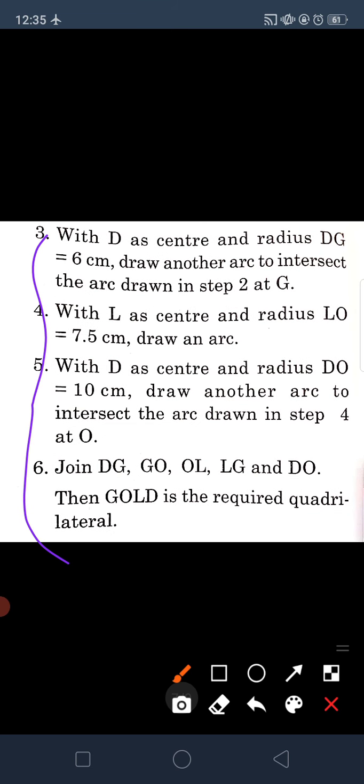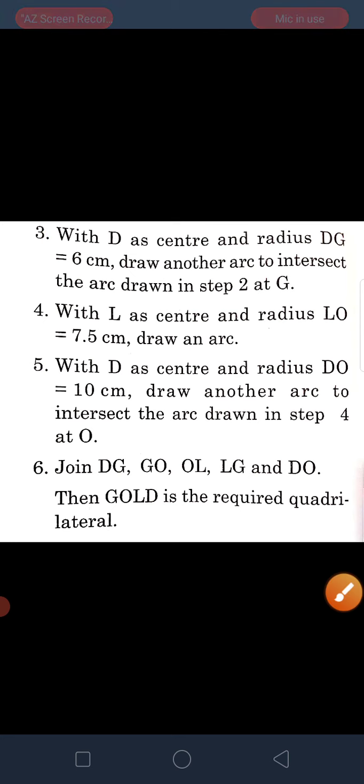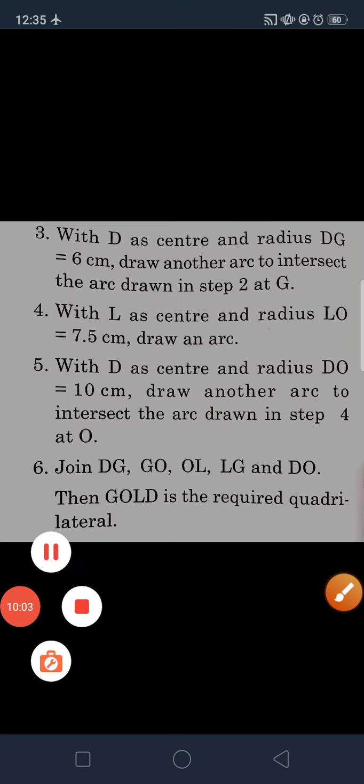So here I mention all the steps. You have to refer to these steps. Also you use your own words. What we do practically, you write that in your own words as the steps of construction which we do practically, and also you refer to this. This way you construct the quadrilateral. So here I explain this practically.